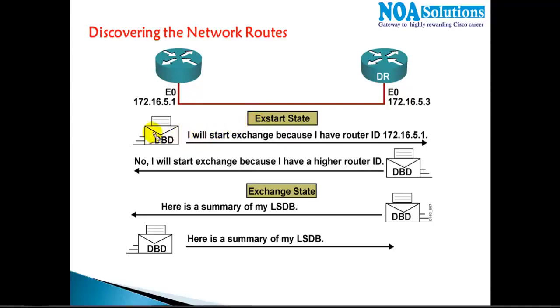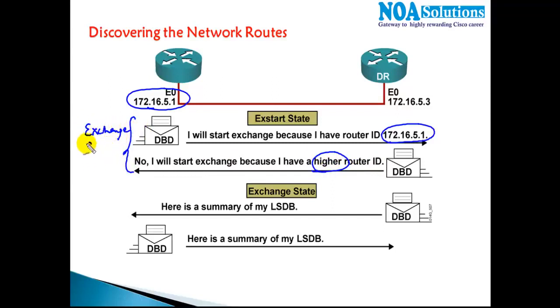first. Like this router says, I will start the exchange. My router ID is this, assuming that this is the router ID. Now this router says, no, I'm going to start the exchange because my router ID is higher than your router ID. Now in the exstart stage, they will not exchange, but they decide who will start the exchange.